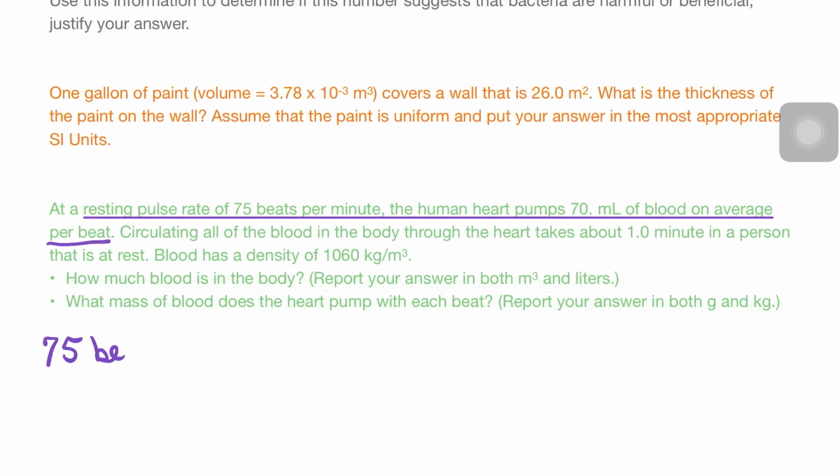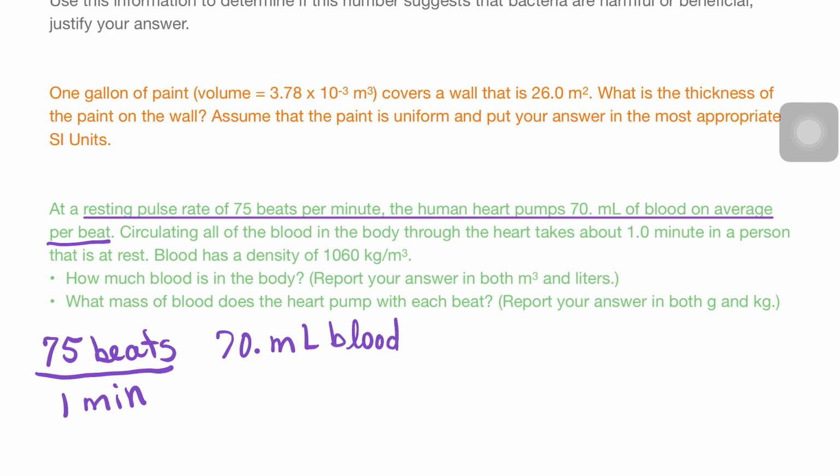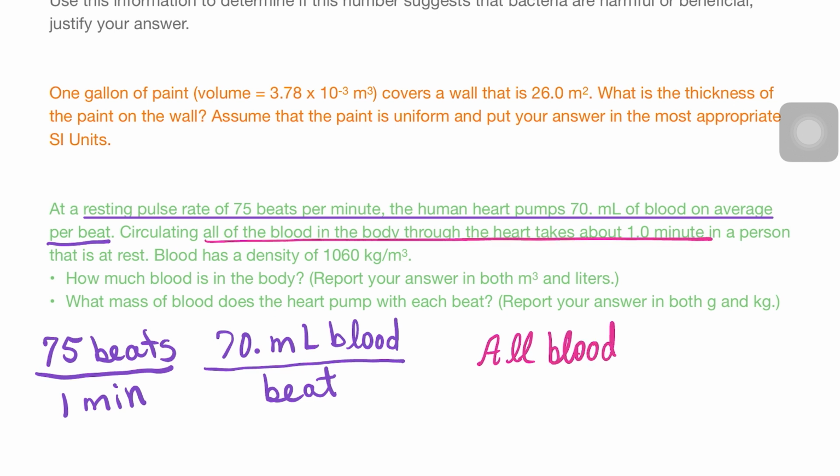Okay, so this first bit of information that the problem gives me, if I write those down in terms of the ratio and I multiply them, that's going to give me how many milliliters of blood per minute the heart pumps. The next bit of information that I come across says that circulating all of the blood in the body through the heart takes about a minute.